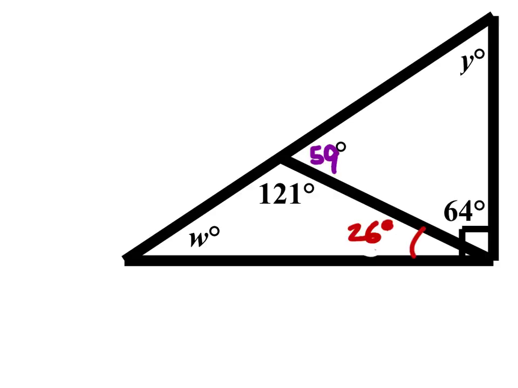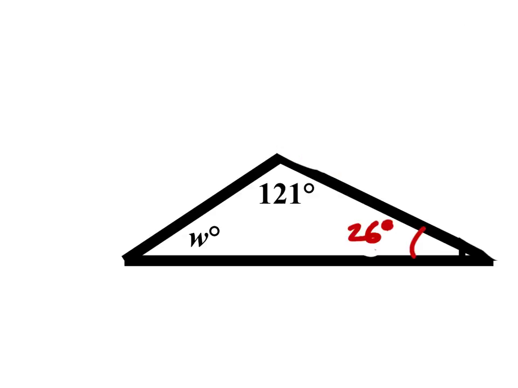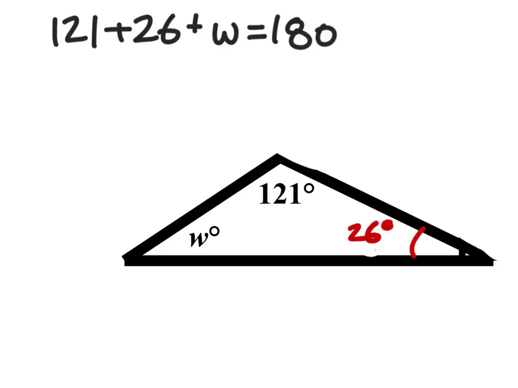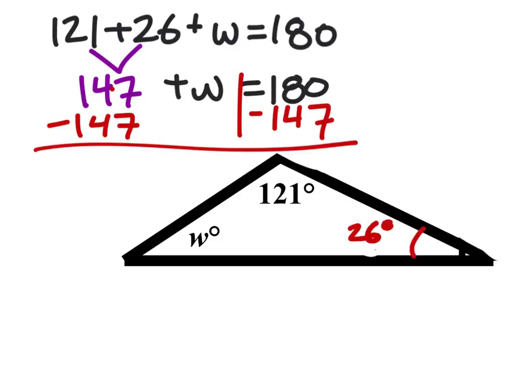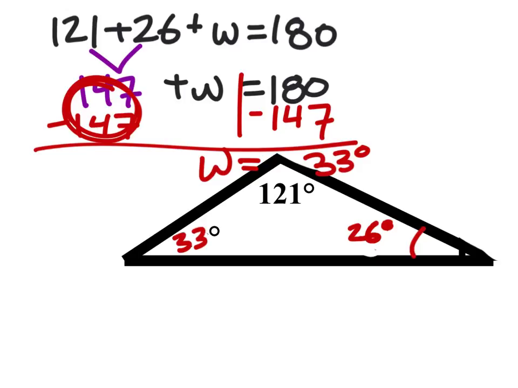So let's solve for W by just focusing on this one triangle. Again, this is a problem-solving strategy, solving a simpler problem amongst a very large problem, so we're simplifying it. So there's our new triangle. Let's add up all three of these angles, and it would equal 180. And let's combine like terms. Then let's solve the equation by subtracting 147 from both sides of the equation. So this cancels out, and we're left with W is 33 degrees. So I'll go ahead and replace W with that 33 degrees, and that solves that angle right there.